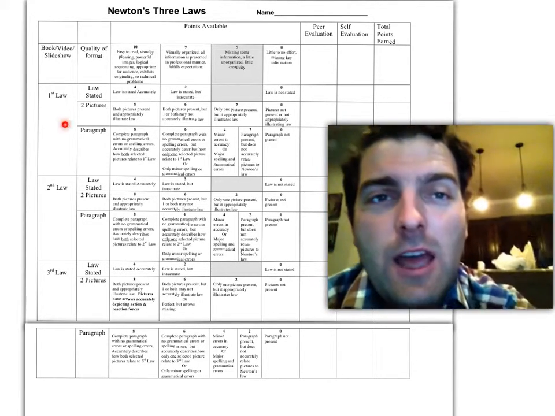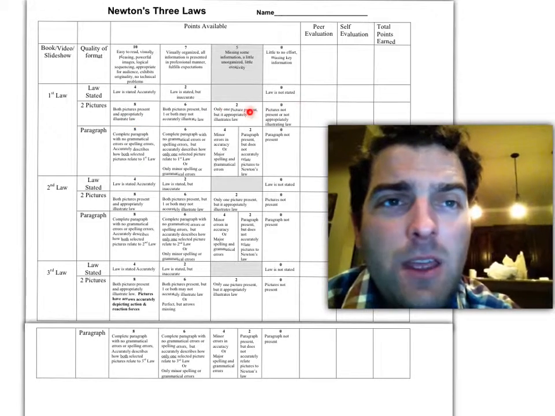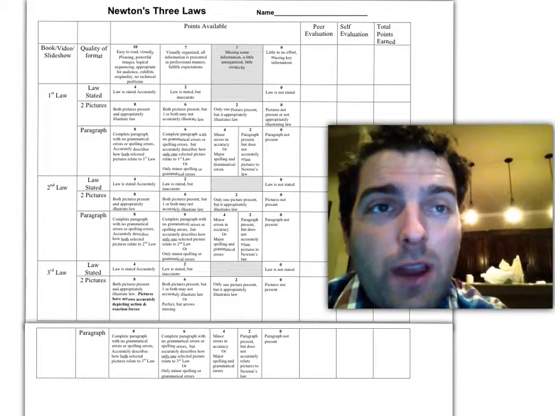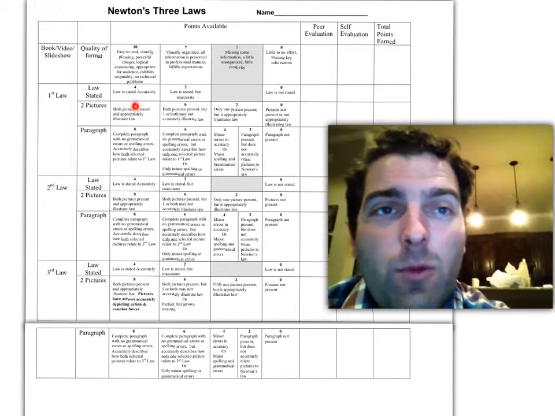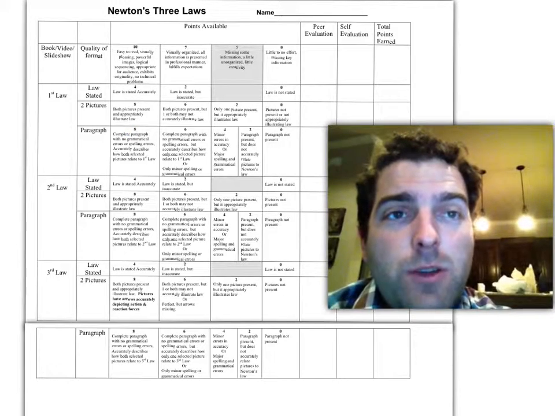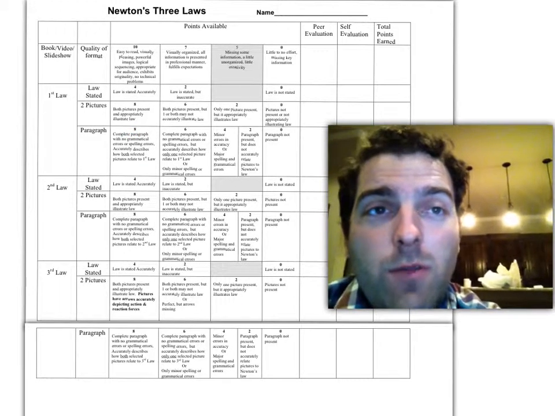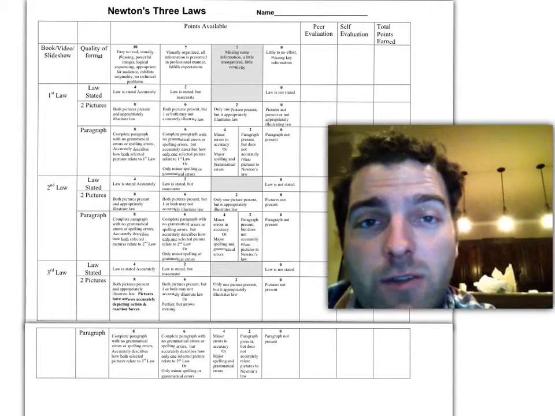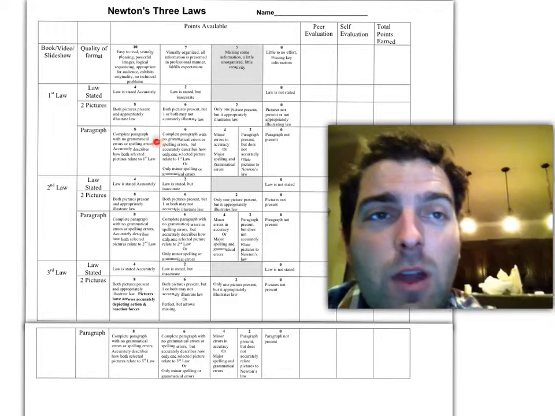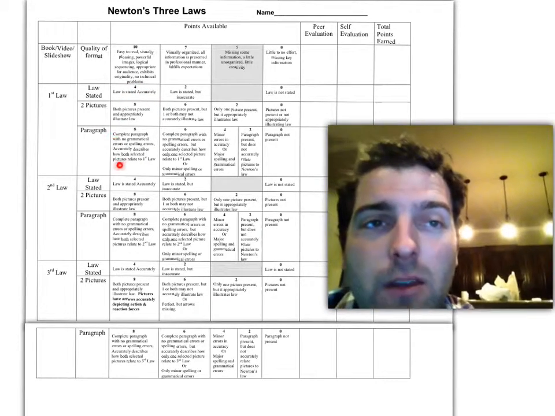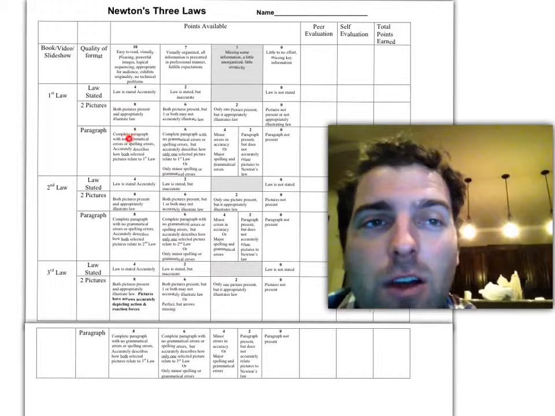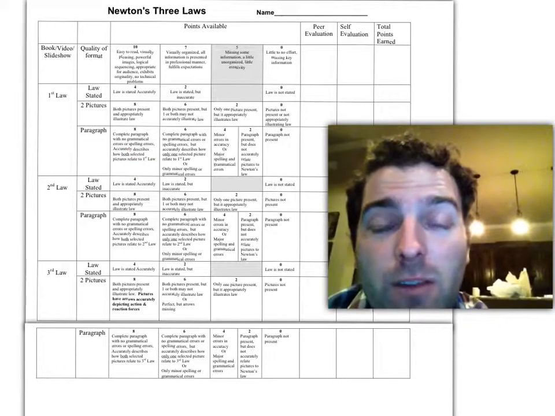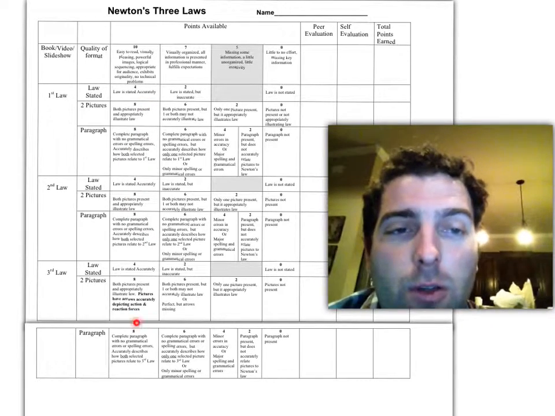Each law itself is going to have a point breakdown. If you have the law stated, and it's accurate, you get 4 out of 4 points. If you have 2 pictures and both pictures are present and appropriately illustrated, which means you have the forces on them, then you get 8 out of 8 points. And if you have your complete paragraph, which is 5 or more sentences, then you get 8 out of 8 points. So it's about completing it, and completing it accurately: stating the law accurately, labeling the pictures accurately, and having a paragraph that explains it accurately. You're doing that for all 3 laws.